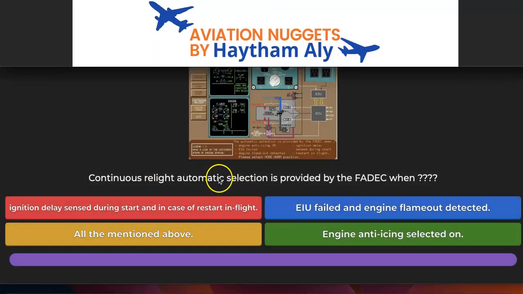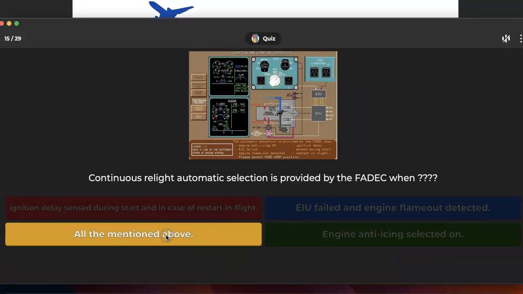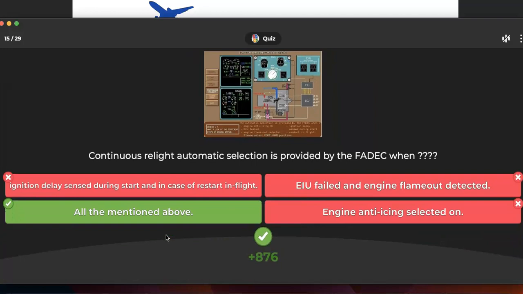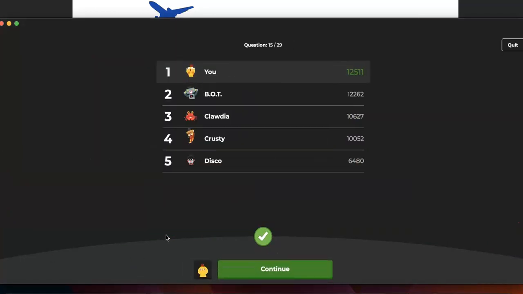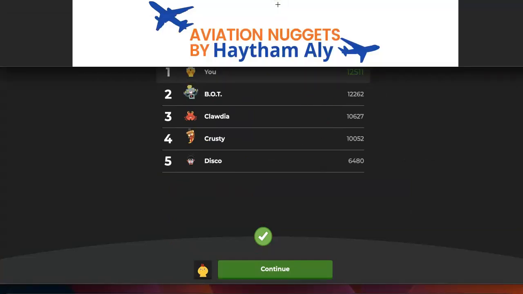Continuous relight automatic selection is provided by the FADEC when ignition delay is sensed during start, in case of restart in flight, EIU failed, engine flame out detected, or engine anti-icing selected. In all these cases, the ECU will elect to do continuous ignition, or continuous relight. It is done automatically by the ECU.